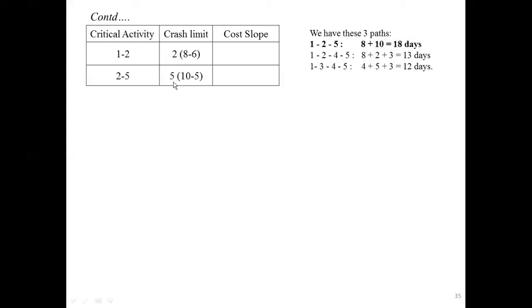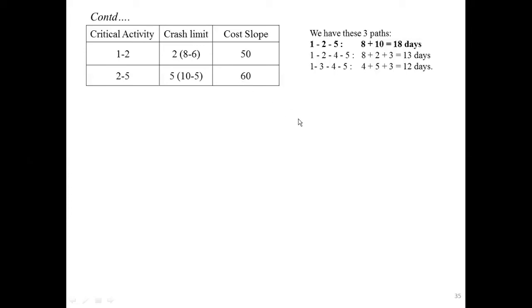These two values: for 1 to 2, the crash limit is 2, and for 2 to 5, the crash limit is 5. That indicates 1 to 2 we can reduce by 2 days, and 2 to 5 we can reduce by 5 days. The cost slope, that is the Z value, for the critical activity 1 to 2 is 50 and for 2 to 5 is 60. That is from the previous table.